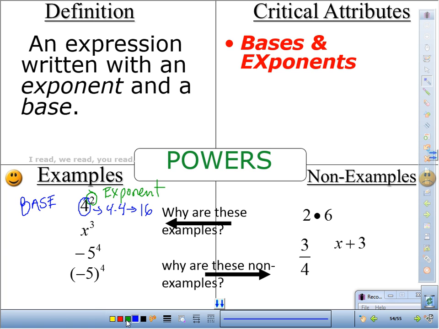By looking at the next one, what is the base? X. And what is the exponent? 3. So what does that say? The boss tells the base to multiply itself how many times? 3 times. X times X times X.